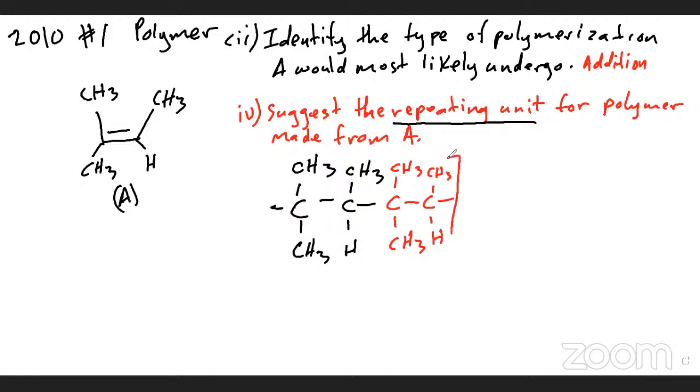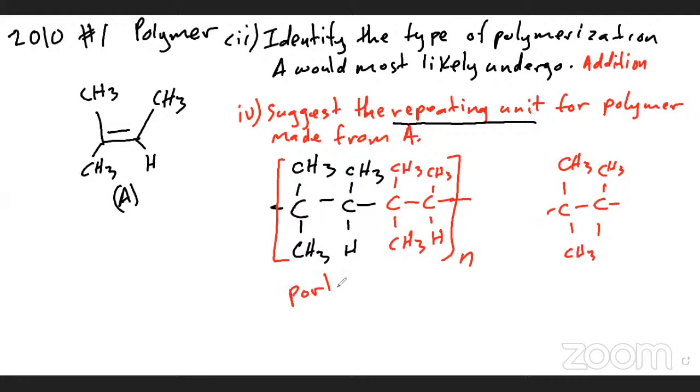So we only do the box thing if we are showing a portion of the polymer. Understand? But they did not ask for a portion of the polymer. They only asked for the repeating unit. So all you need to draw is this, and that, right? So this would be the portion of polymer, and this would be the repeating unit.